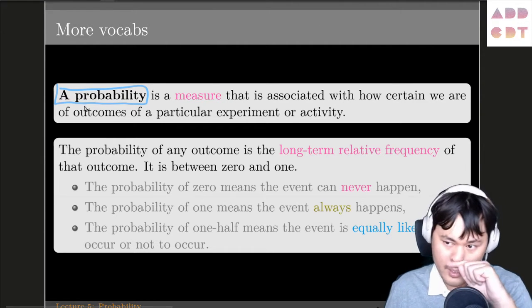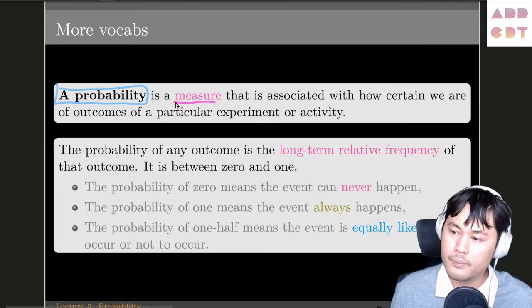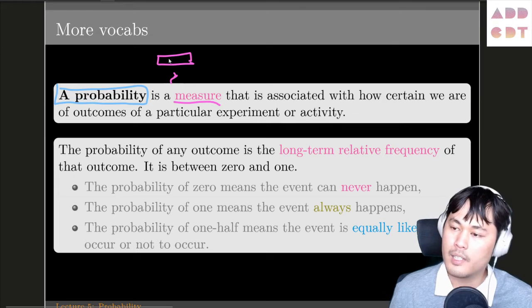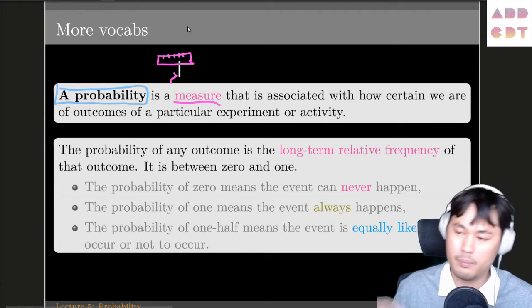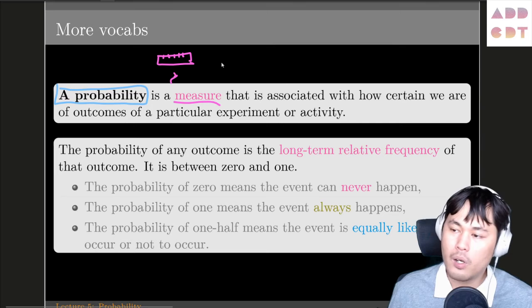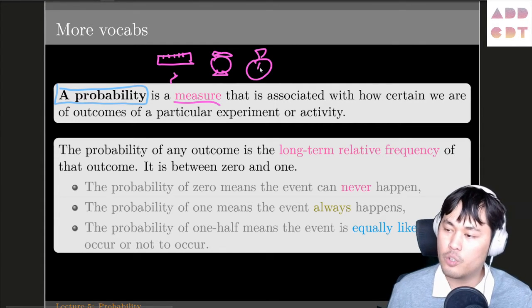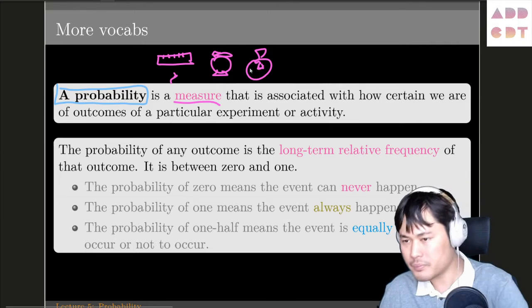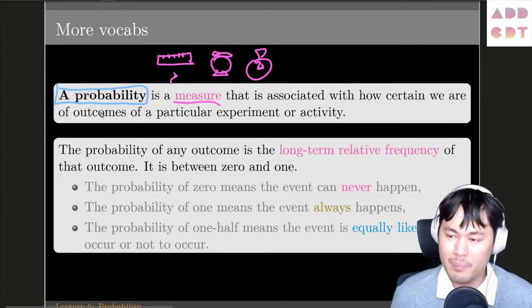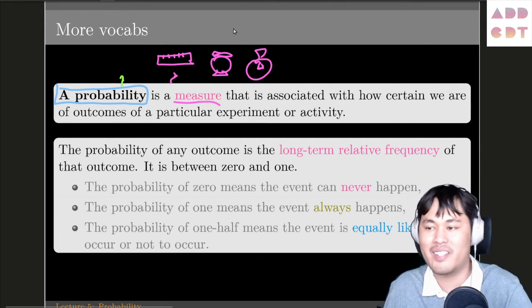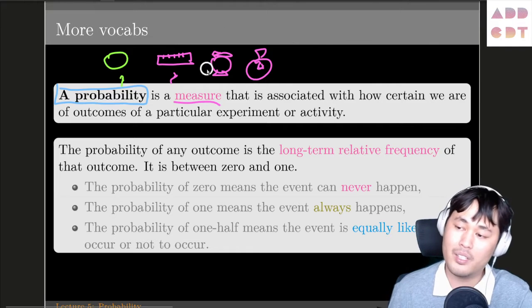And so probability is a measure. When we think about a measure, we think about what could be a measurement: a ruler, let's use that ruler to measure something, or a scale to measure the weight of an object, or we could get a clock to measure time. And probability is also a measurement. It's hard to think of a single object, right? But it is similar to these things.